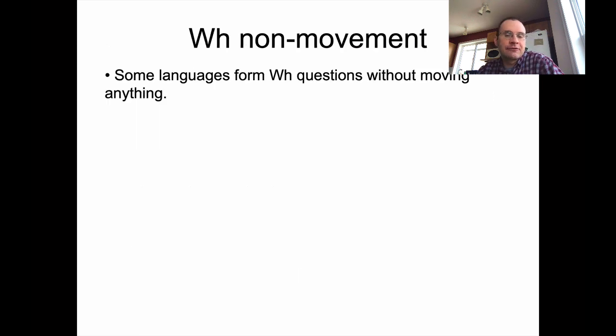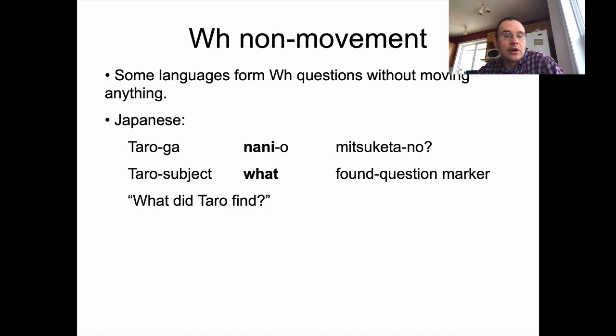There are also other languages that form WH questions without moving anything. So to go to Japanese again, we can say Taro ga nani o mitsuketa no. This is Taro, the subject, and we've seen this before, found, and this is the object of the sentence. The word for what in Japanese is nani. So we replace the object, I can't remember what he found before, but we replace that with the word what. And then you just leave it there, and that's a WH question. You don't need to move it to the front of the sentence. So this is like going through part of the derivation of our WH questions, but not all of it.